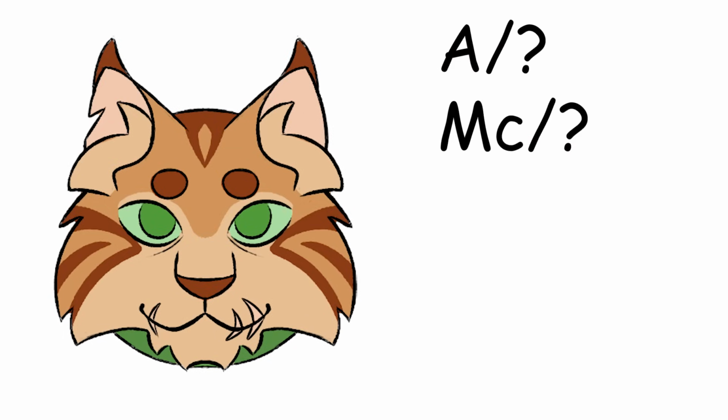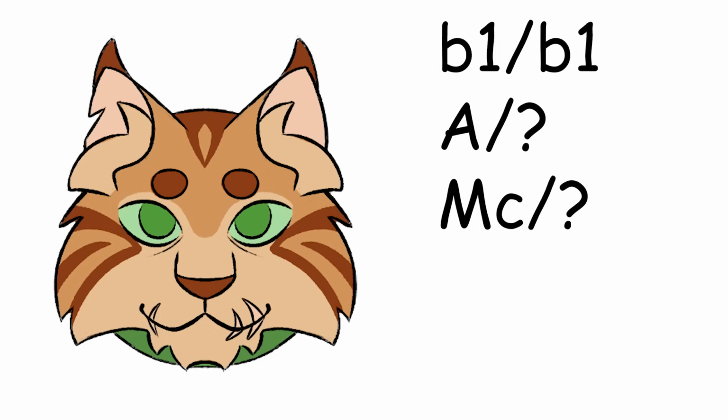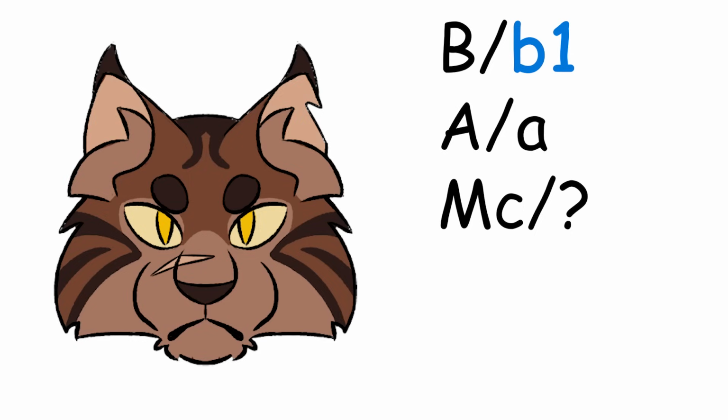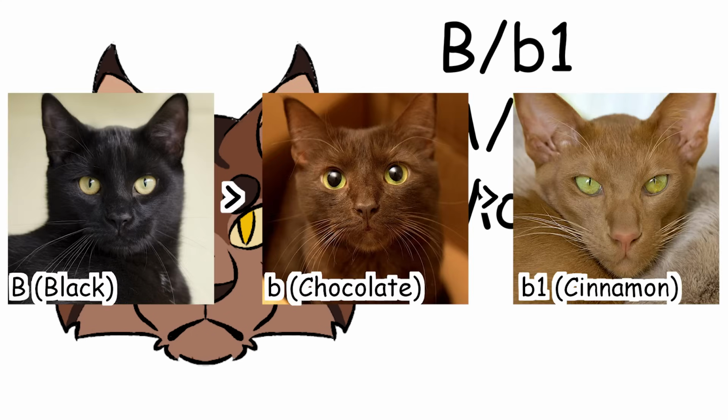Anyway, that makes Pinestar B1B1 on the black locus, because B1 codes for cinnamon. That means he can only give B1s, making Tigerstar's genotype here capital B B1. Tigerstar is black, but he's carrying his dad's cinnamon. By the way, cinnamon is not only recessive to black's capital B, but also to chocolate's little b. This is a surprise tool that'll help us later!